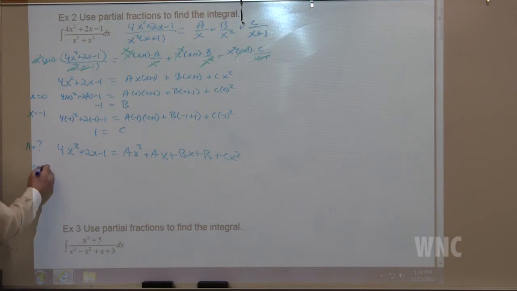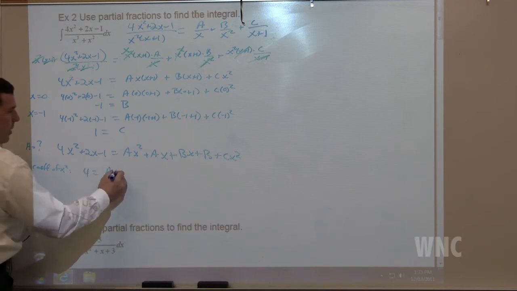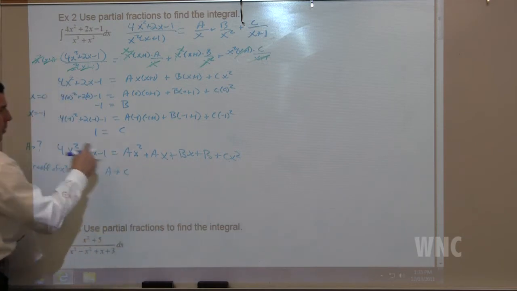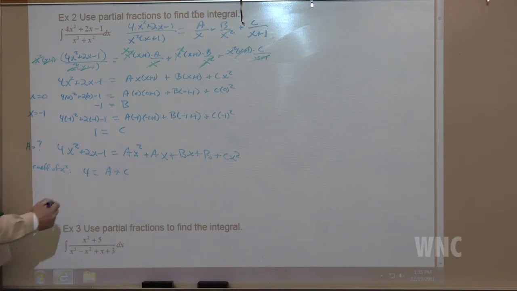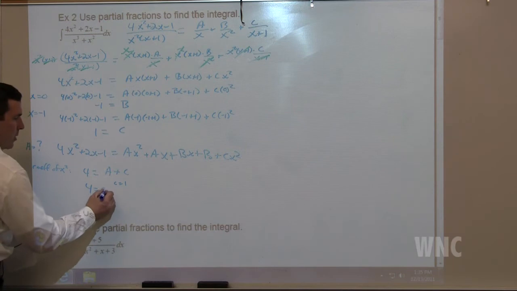So coefficients of x squared. On the left you have a 4, on the right you have A plus C. They are both coefficients for x squared. We know that C equals 1, so it's 4 equals A plus 1, so A must be 3.